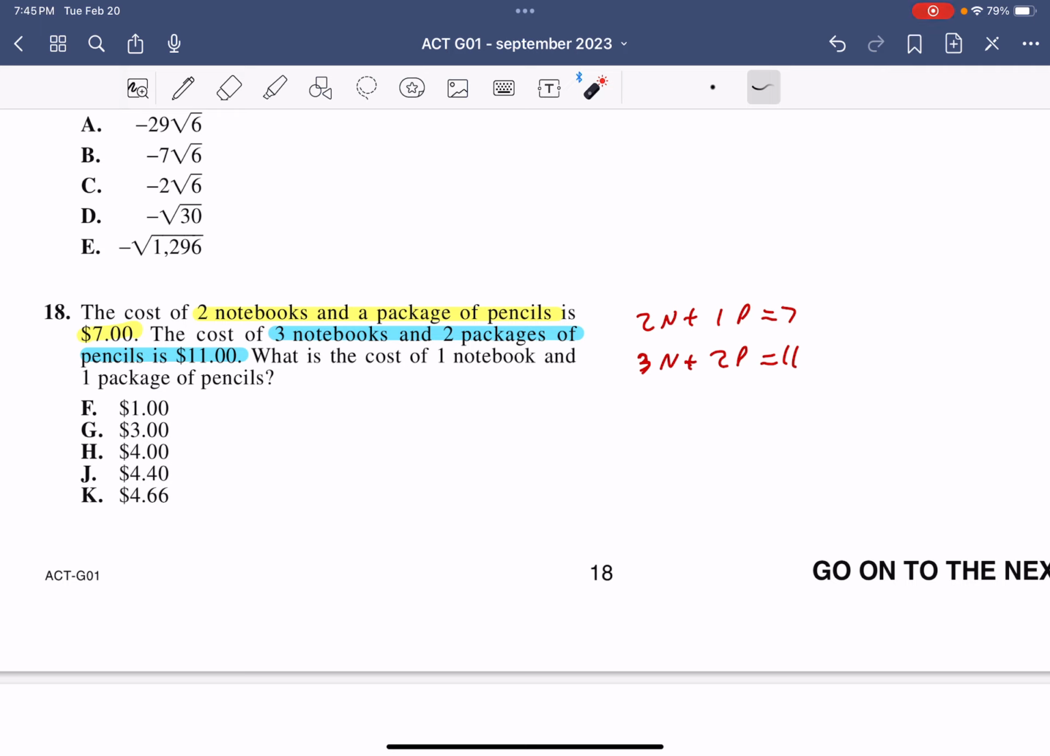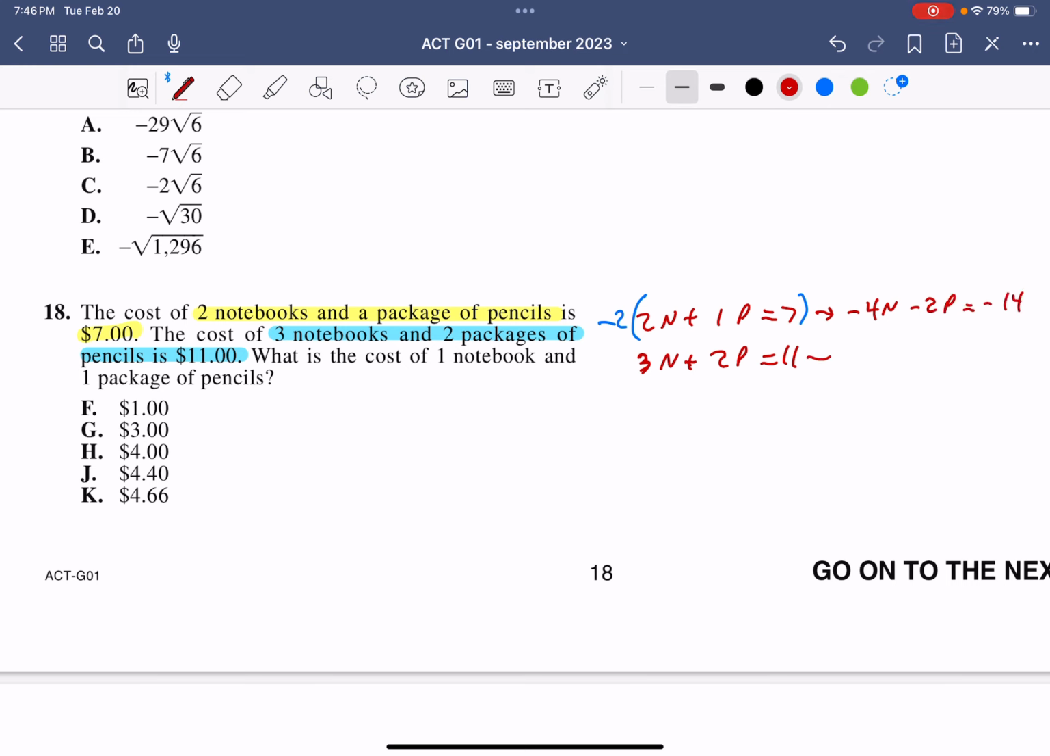The way we're going to do that is we're going to try to turn this number in front of the P, the coefficient, into -2, because when I add that to the +2, they're going to cancel. So I'm going to multiply the whole equation on the top by -2, and then rewrite it off to the right side. That is going to give me -4N minus 2P, and that is equal to -14.